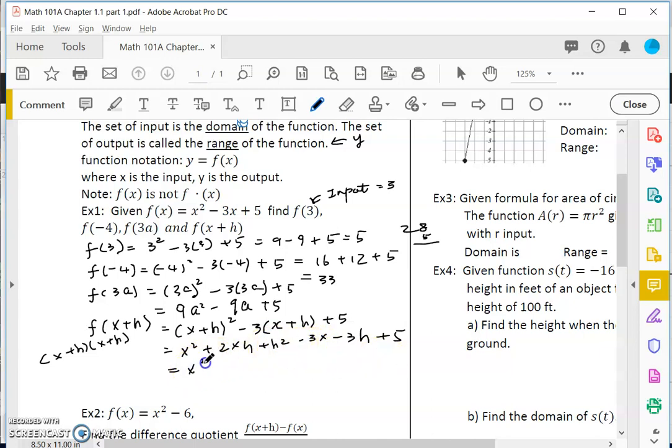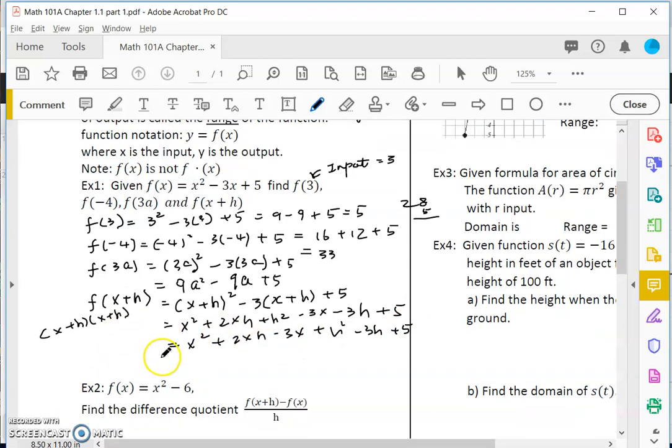So this is the answer: x squared plus 2xh plus h squared minus 3x plus 5. If I want to, I can put the x terms next to each other, 2xh minus 3x. So these are all x terms. And then I have the x squared term, the minus 3x term, and a plus 5. Okay, so this would be the answer.